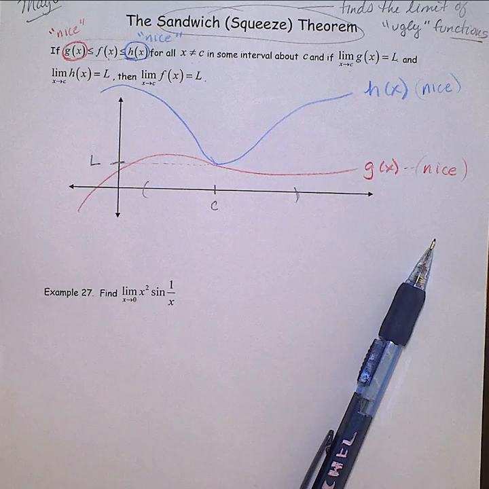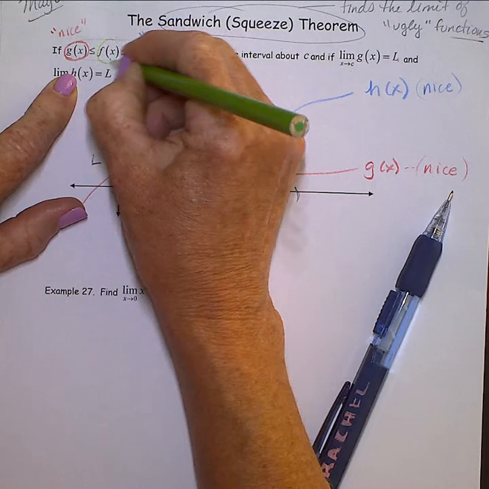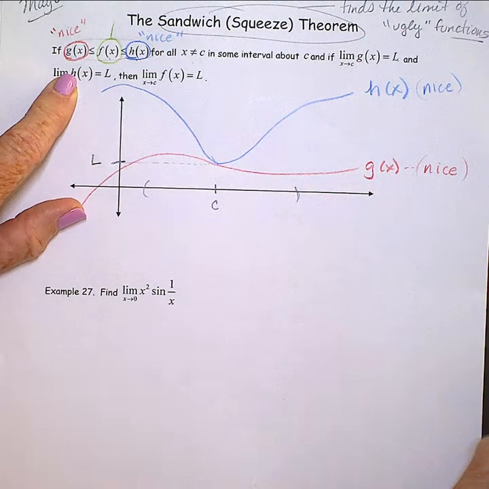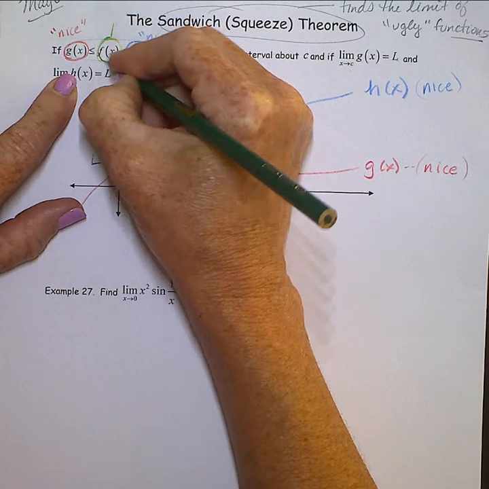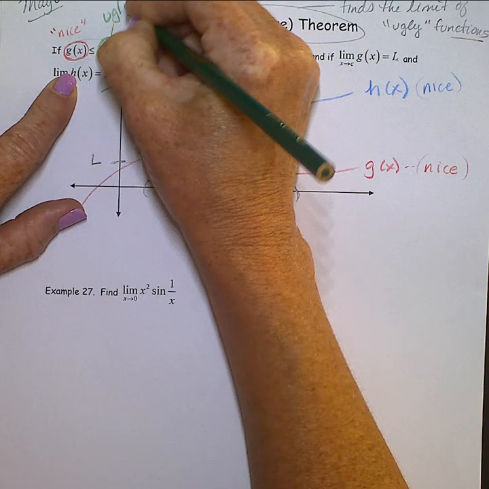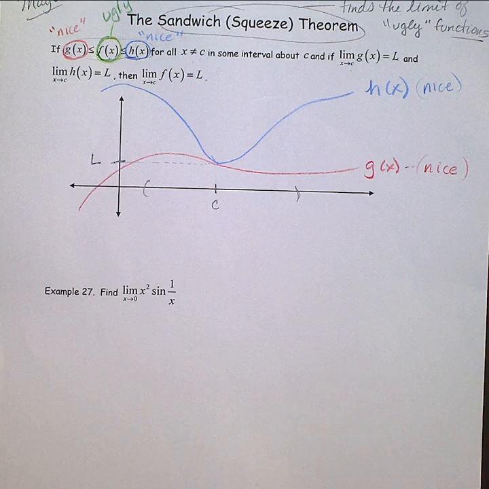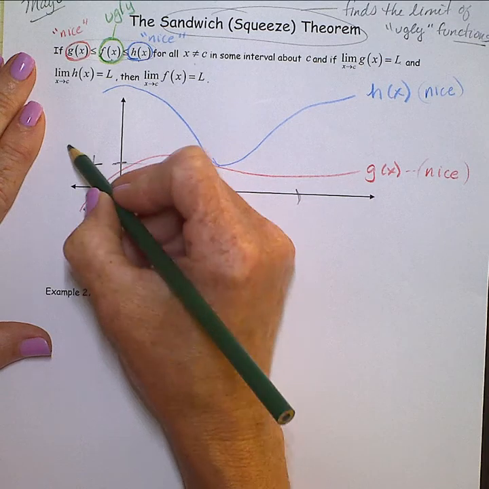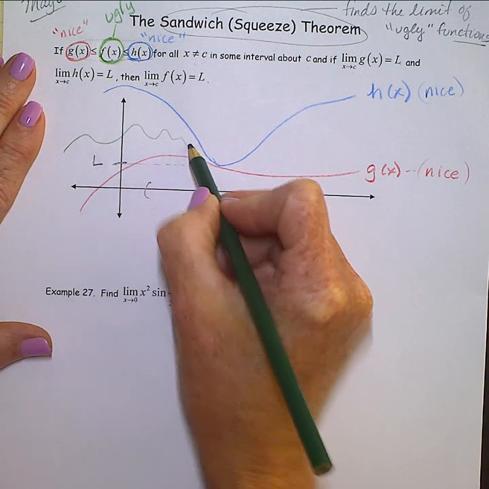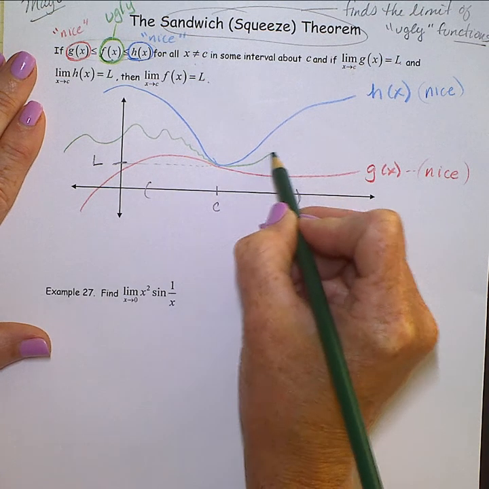Now, f of x is our ugly function. That's the limit that we're trying to figure out. I'm going to use a darker green. Where's f of x in relationship to g of x and h of x? It's right in between them, right? f of x is in between g and h. So let's draw some f of x. No idea what it's doing, but it's a function. Do you see that f of x has to squeeze in between h and g?